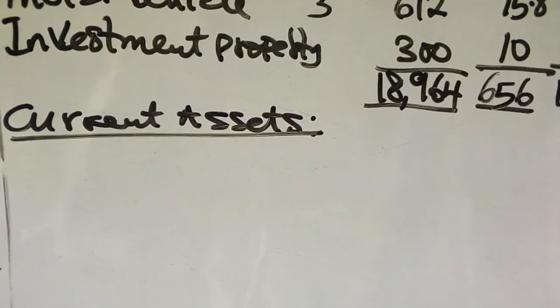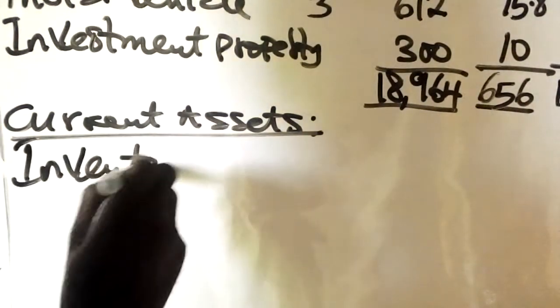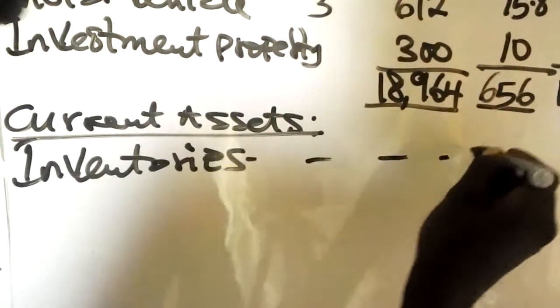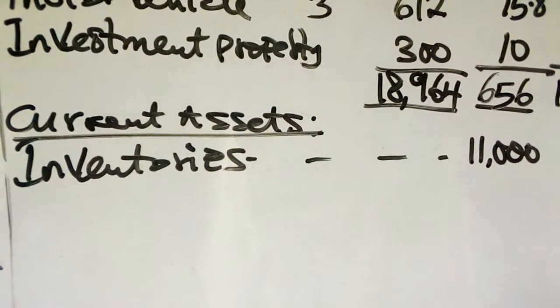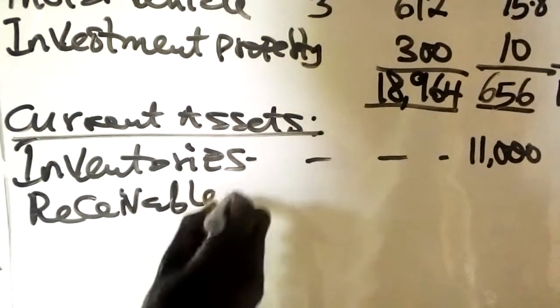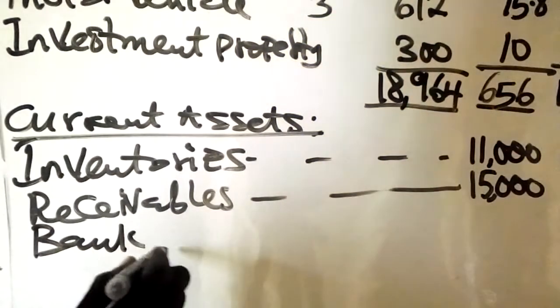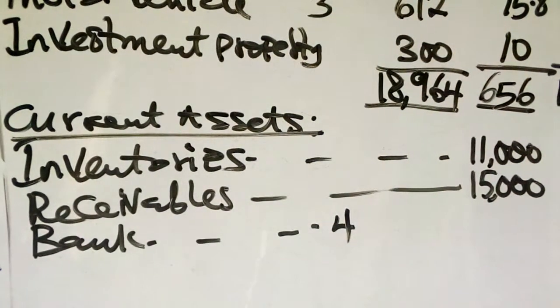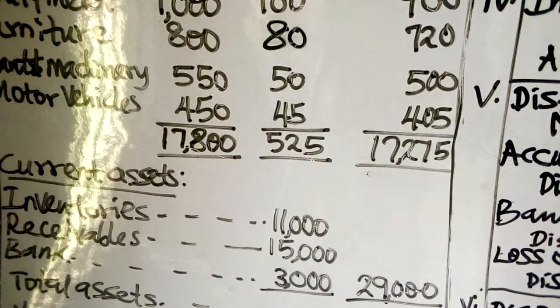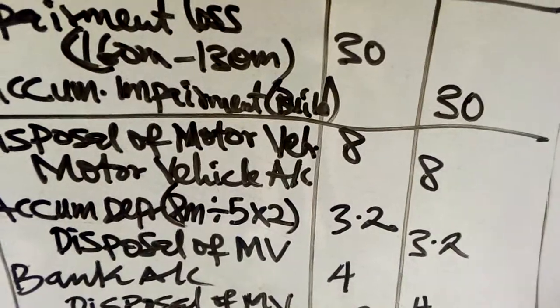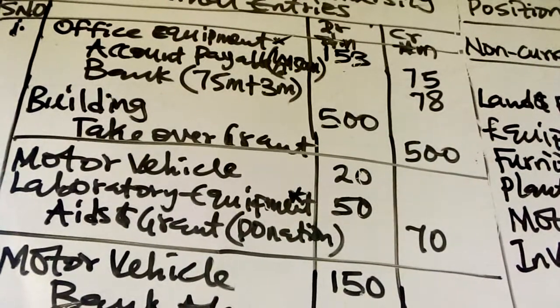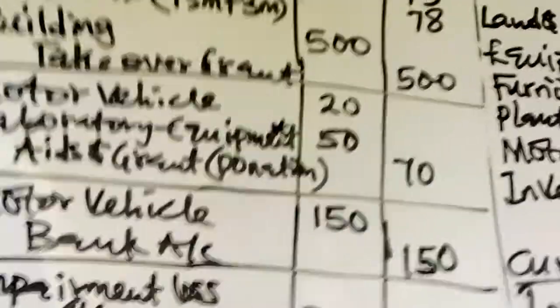So current assets, we have inventories, 11,000, receivables, 15,000, and the bank, that will be note 4. From our unadjusted statement of financial position, the bank balance is 8,000. Let's go through our journal. The first item of bank we have there is 78. Now, let's go and incorporate that in our working note 4.